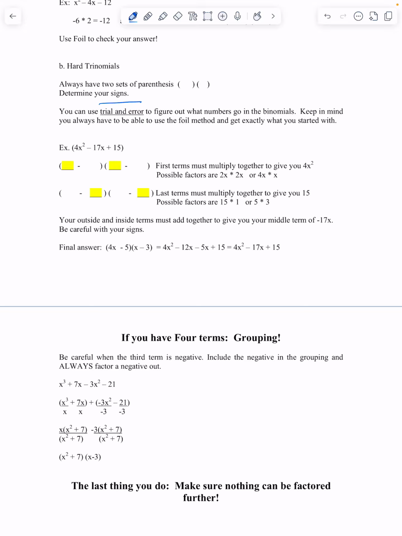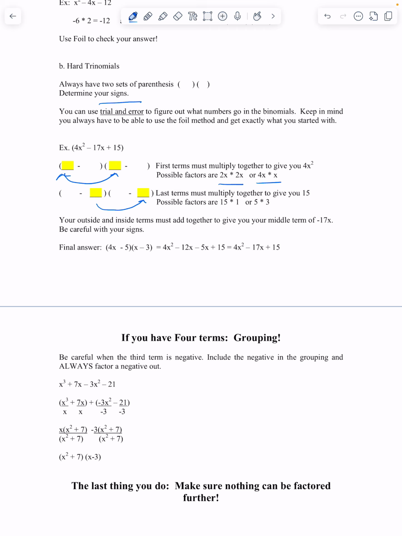with. So if we look at the example, 4x squared minus 17x plus 15, you know that these two first terms have to multiply together to give you 4x squared. Well, there's only two possibilities that could give you 4x squared: 4x times x and 2x times 2x. So I'm either going to use 2x and 2x in those binomials or 4x and 1x. The last two terms are going to have to give me 15. There are only two possibilities there. I could have the factors of 15 and 1 or the factors of 5 and 3.